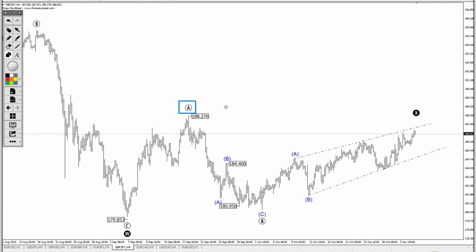So the high of 188.276 should be W, the low should be X, and now this wedge-shaped formation should be minor wave Y, which would then conclude intermediate wave X. But we can see this overlapping wedge-shaped structure, which may also be a diagonal triangle, and we can expect possibly a reversal here as well. So let's keep an eye on pound yen. We might have a good trading opportunity to the downside on pound yen.